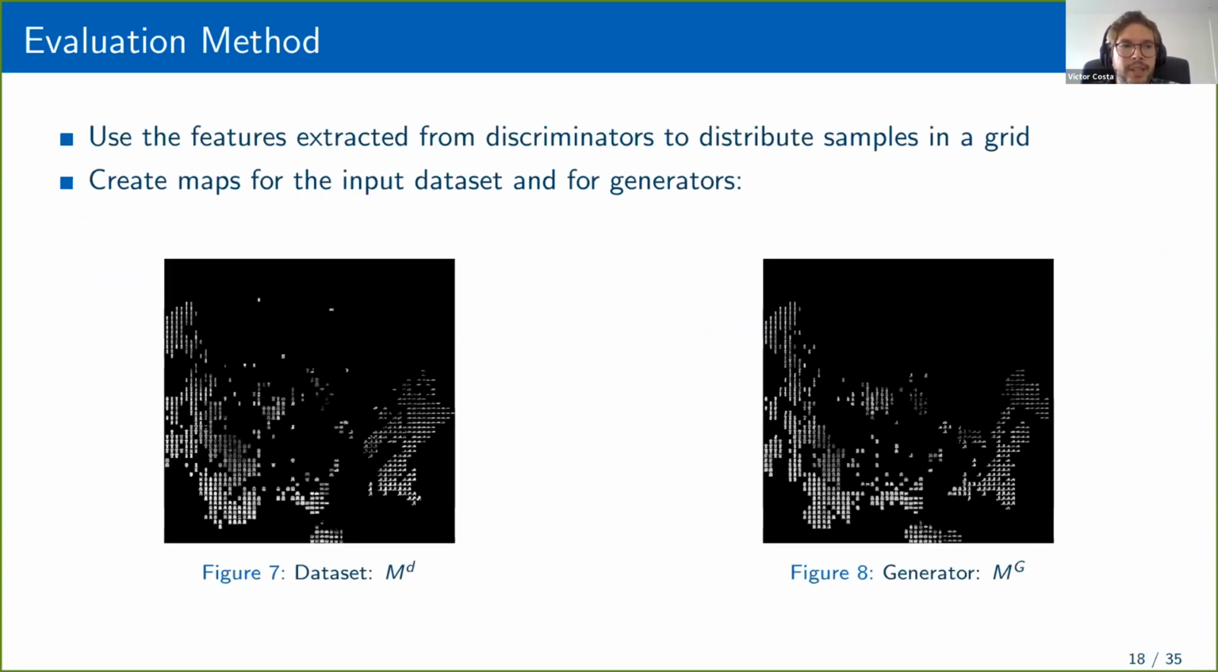So we use this method to distribute the samples in a two-dimensional grid. Here we can see two examples of these grids, on the left for the input dataset and on the right for the generator after training with COEGAN.